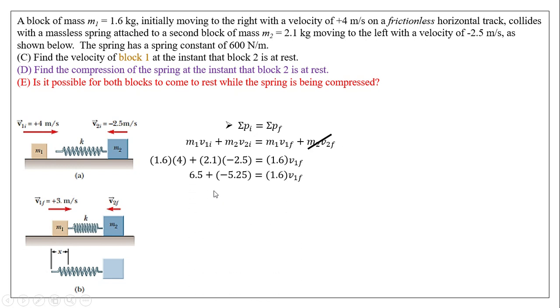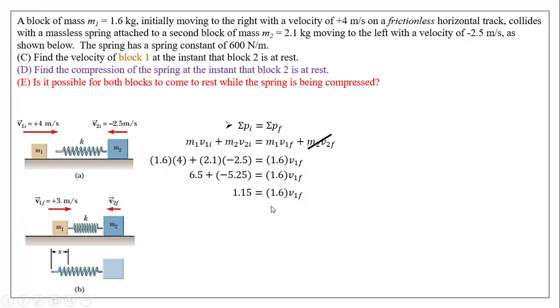So clean up a little bit. Oh, excuse me. This should be, what is this? 6.4, not 6.5. I'm sorry, fat finger. Once again, 1.6 times 4 is not 6.5, it's 6.4. Anyways, if you do that, you should get about 1.15 with the right value here.